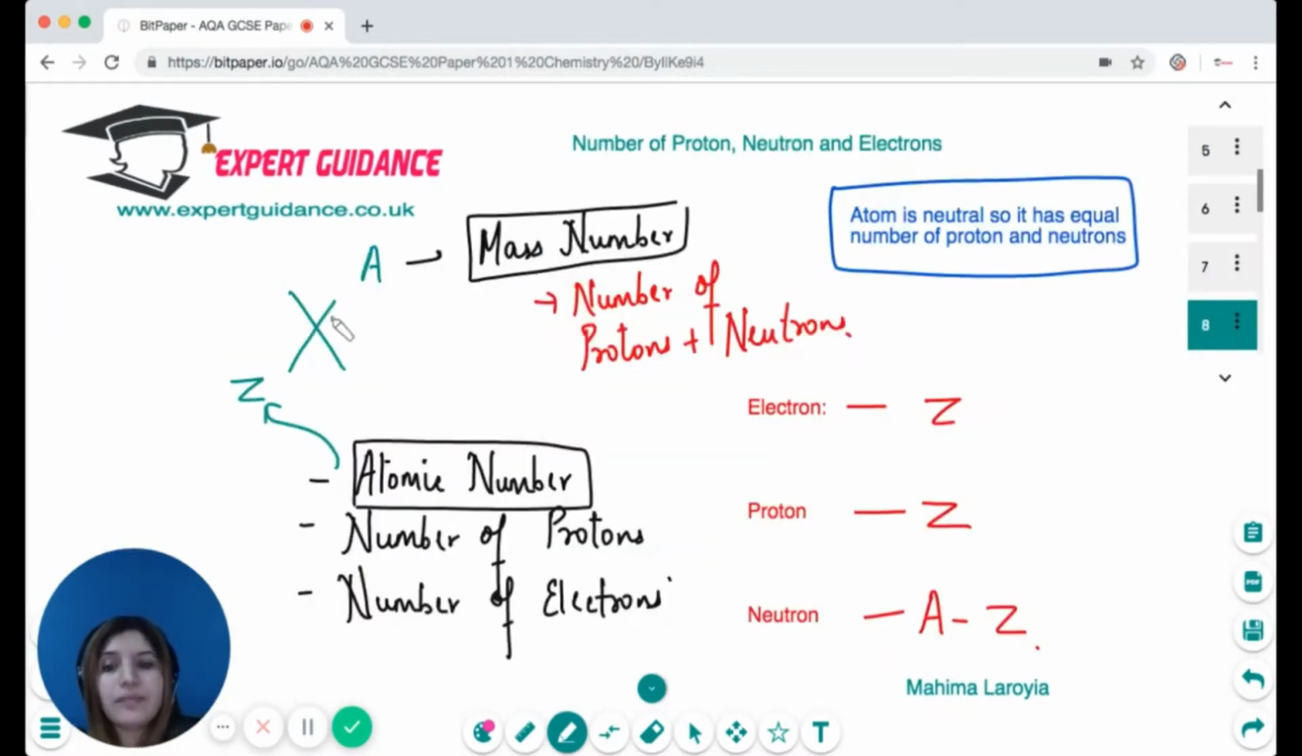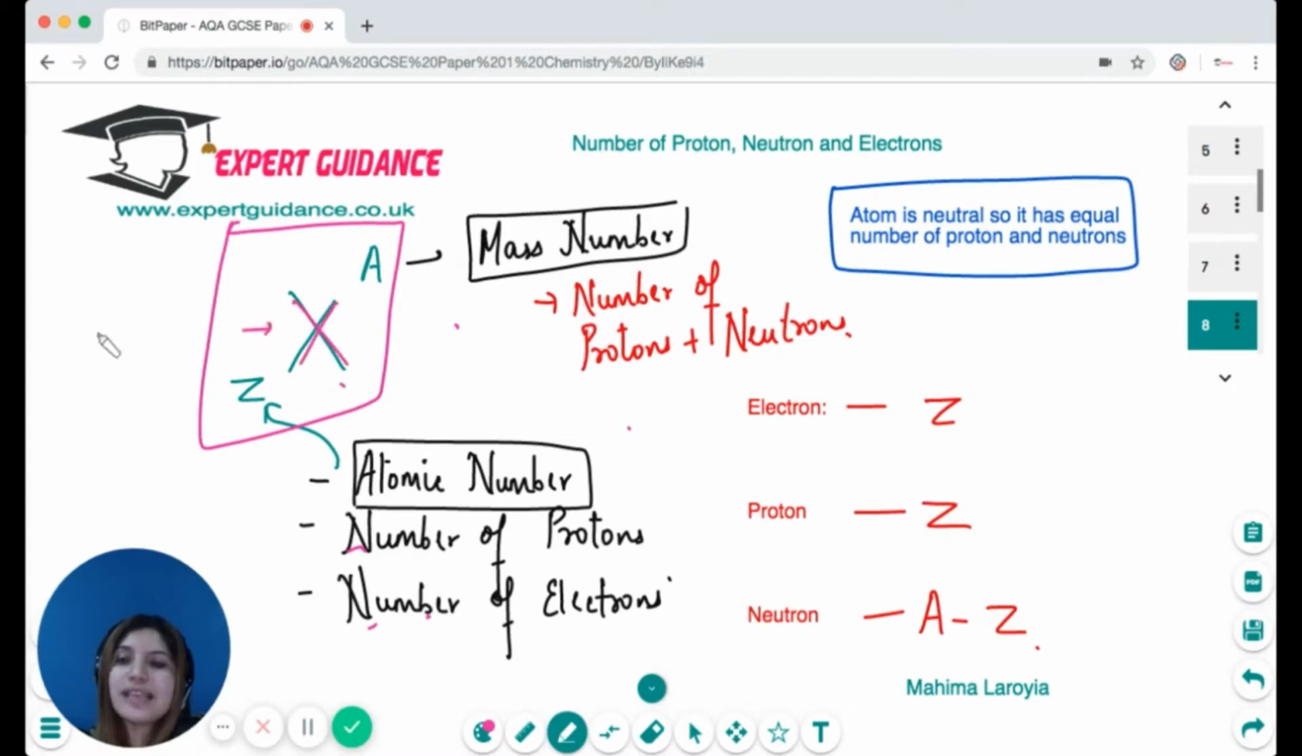Now, how do we work out how many proton numbers, electron numbers, or neutron numbers are there in an atom? For that, we take the help of a periodic table. In the periodic table, all the elements are there with their symbol. So this is the symbol of the element, and there will be one number at the top and one at the bottom. The number at the top is the mass number, which is the number of protons and neutrons. The number at the bottom is the atomic number, which is the number of protons. And since the atom is neutral, the number of protons and electrons are the same, so the bottom number will also give you the number of electrons. So if you need to work out the electron number, you will write the bottom number.